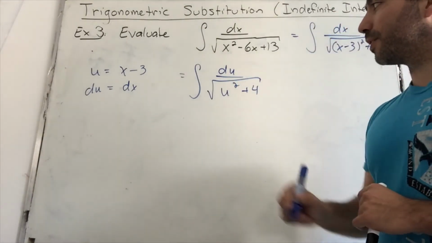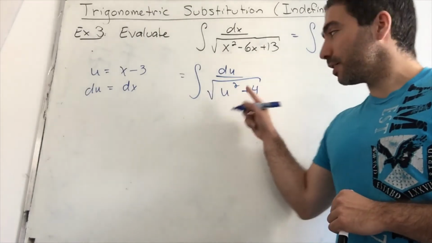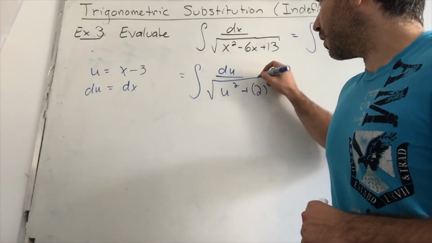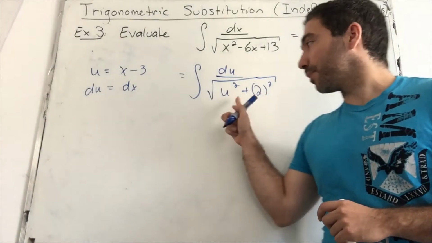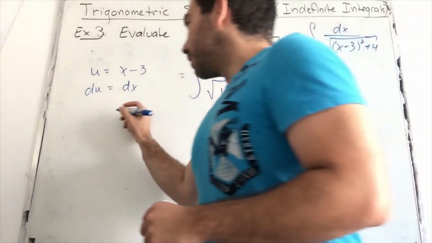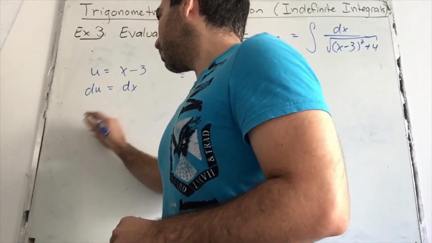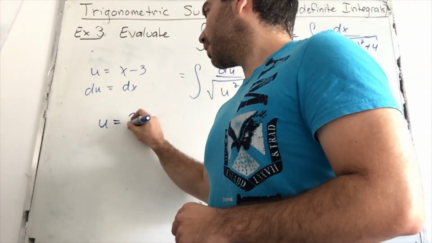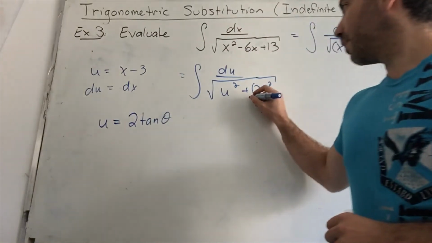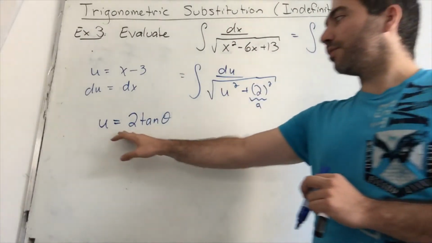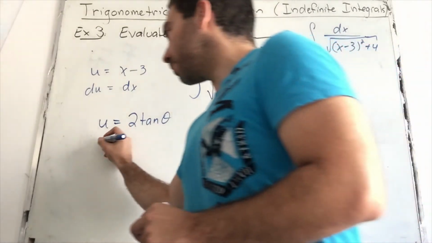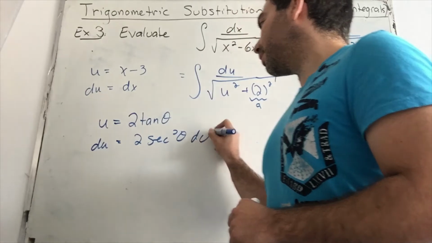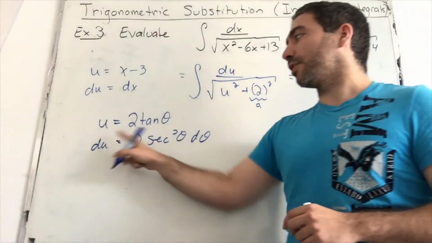Now we're using our inverse substitution. Since 4 is 2 squared, we have u squared plus a number squared. And since it's a plus, u is going to be equal to tan, and our a is the value that's here, so we're using 2 tan theta. If we take the derivative of u, the derivative of tan is secant squared theta d theta. Now we're going to substitute all the u's in terms of theta.